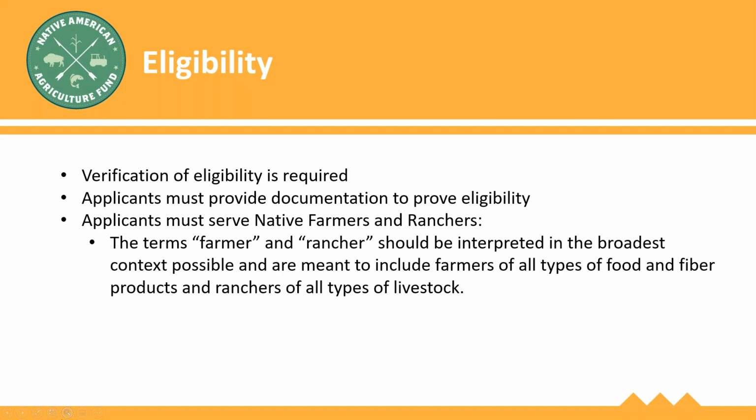Additional eligibility information. Verification of eligibility is required. Applicants must provide documentation to prove eligibility. Applicants must serve Native farmers and ranchers. The terms farmer and rancher should be interpreted in the broadest context possible and are meant to include farmers of all types of food and fiber products and ranchers of all types of livestock. Next.